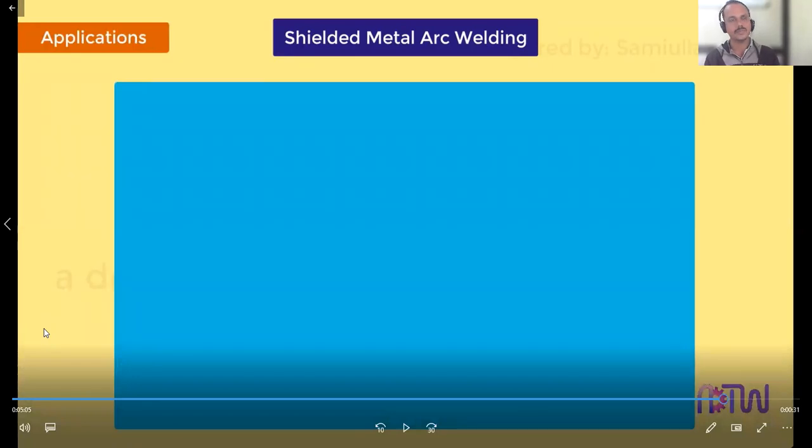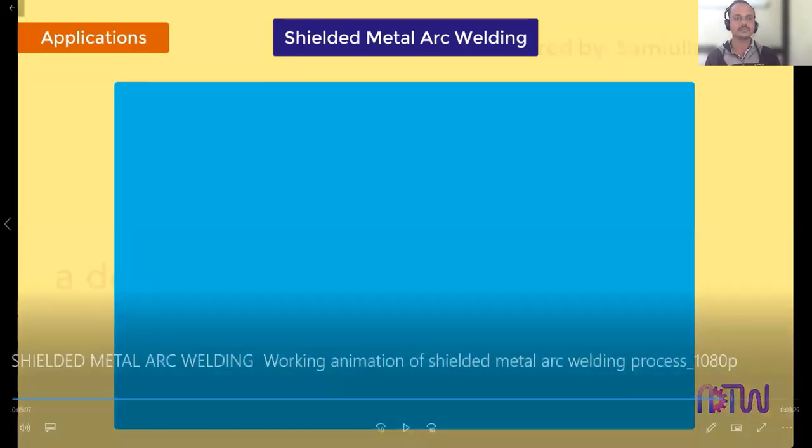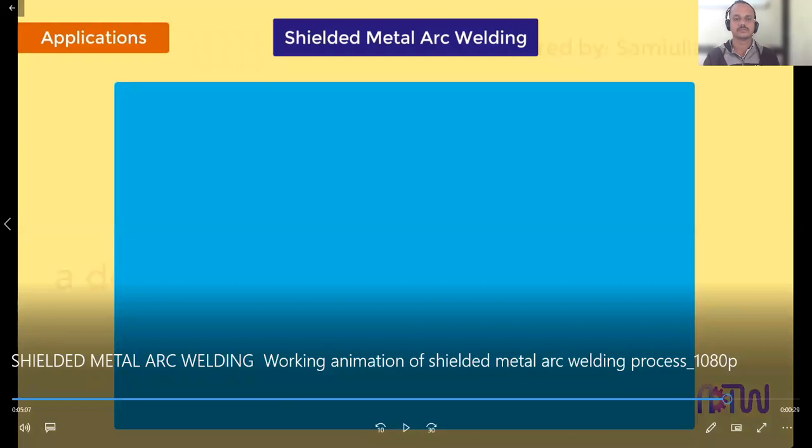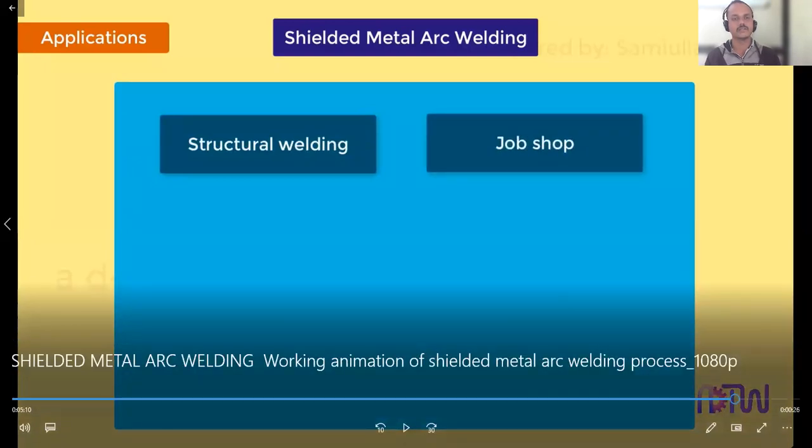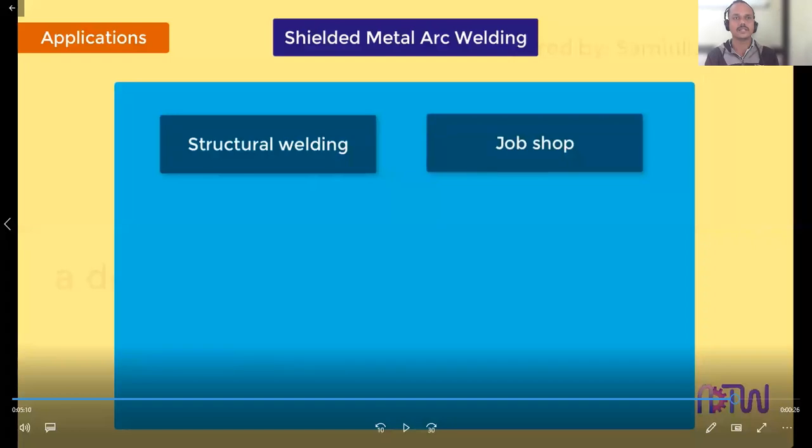Now, what are the applications? This process finds its application in so many types of welding, such as structural welding. Structural welding means different types of structures are there, for example window structures, some grills. These all are related to structures. So in structural welding, we can use arc welding.